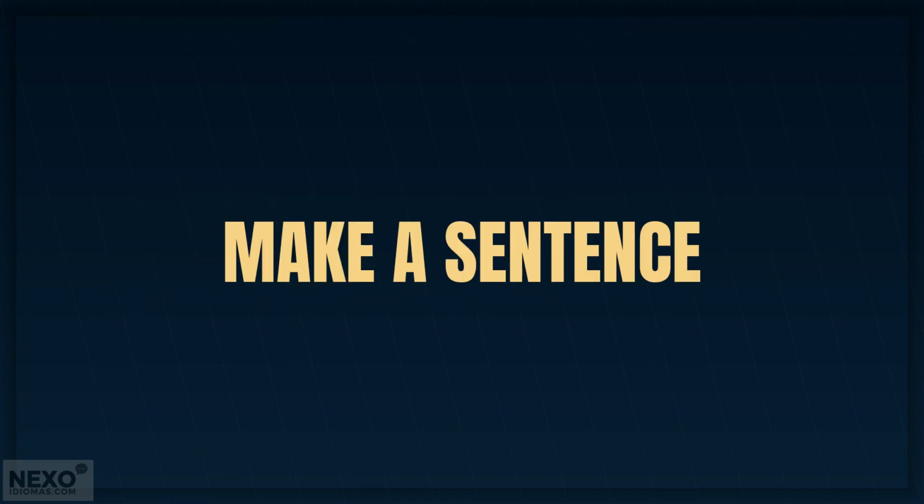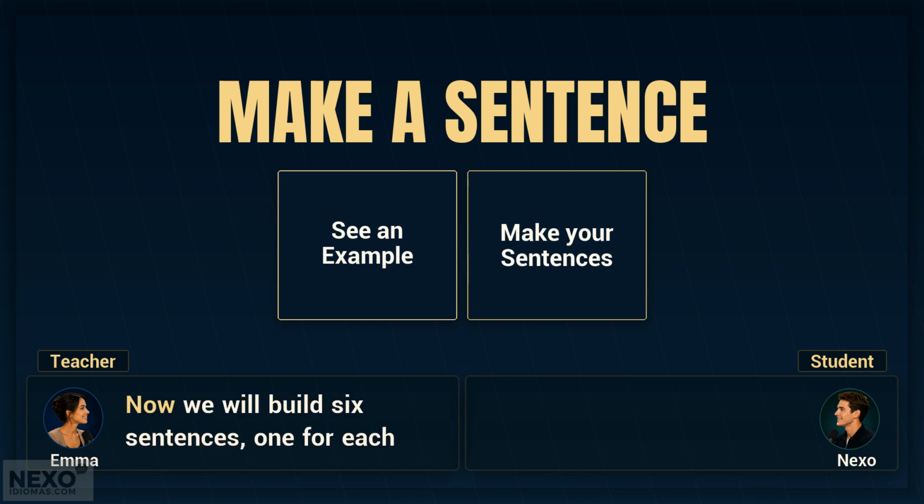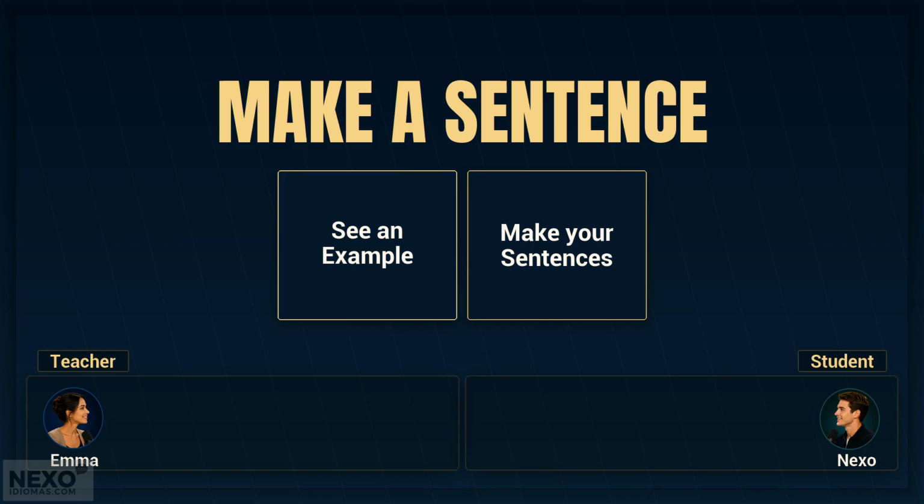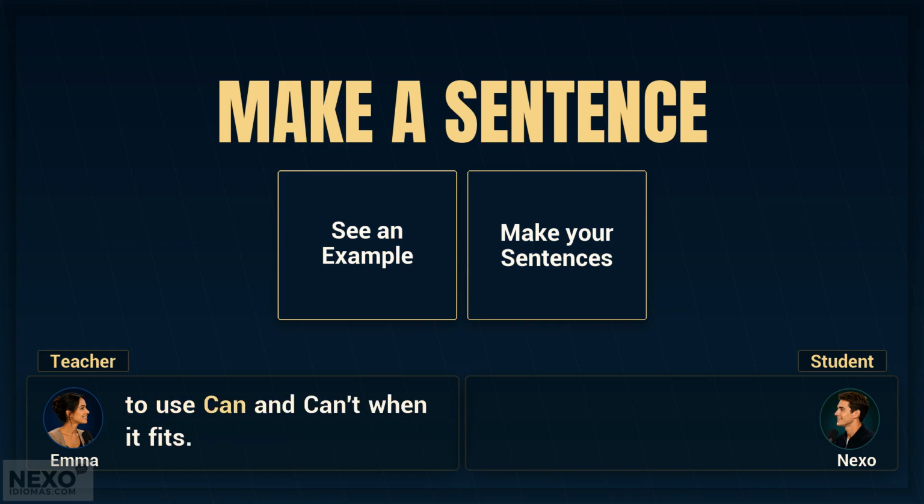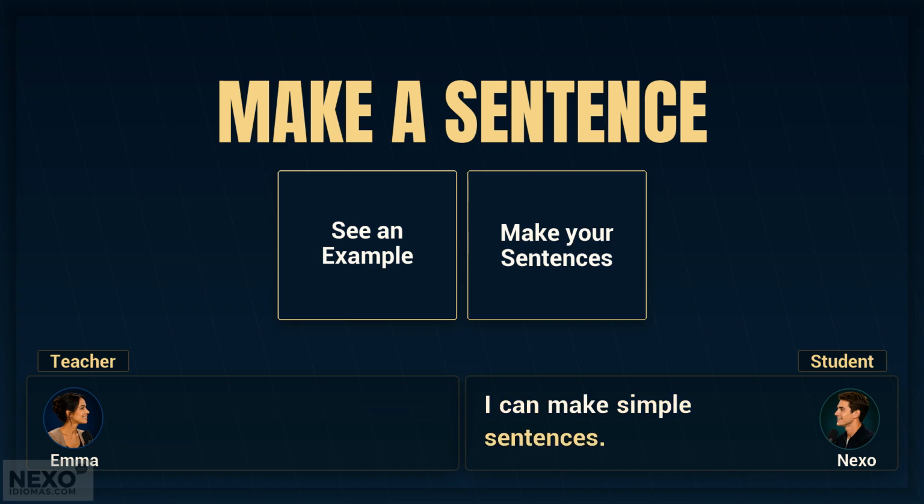Make a sentence. Now we will build 6 sentences, 1 for each main word. You can use 20 helper words if you want, and try to use can and can't when it fits. I can make simple sentences.